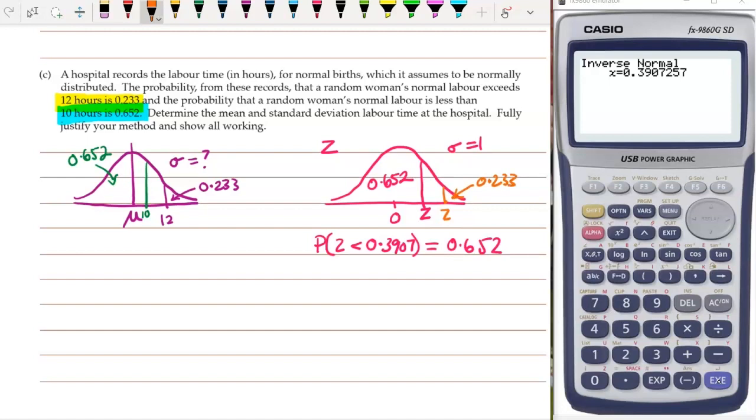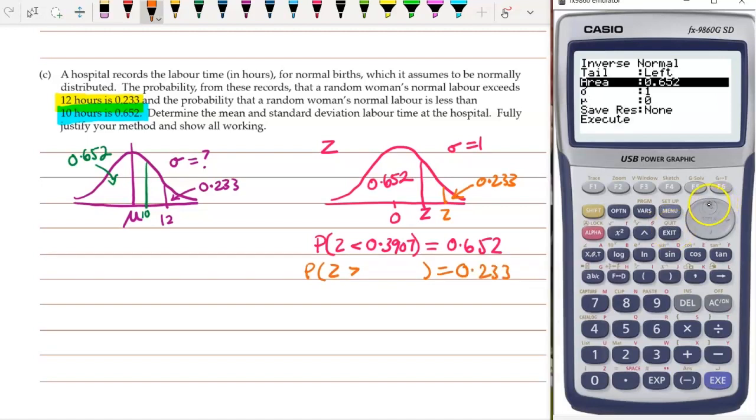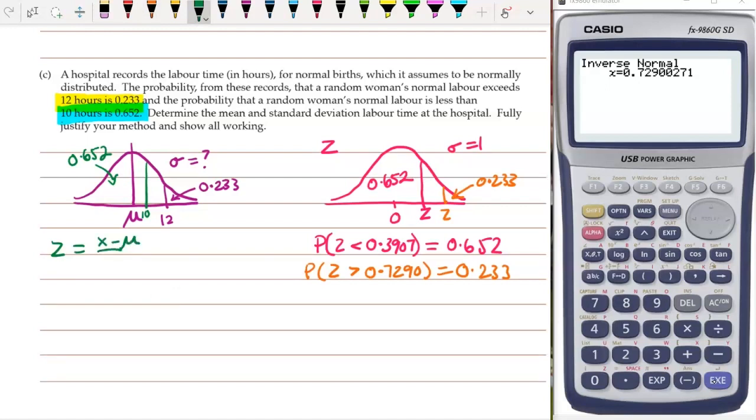Then the next one is to look at what number we will get for Z to make that tail proportion 0.233. So the probability that Z is greater than a number has to equal 0.233. So this time we're looking for the tail on the right with an area of 0.233, same sigma and mean, and that is 0.7290. Okay, now we use that Z is equal to x minus the mean over sigma, and we match those two things up. So for the first one, where we had the area equal to 0.652, that happens when Z is 0.3907 and X is 10. And then for the other one, that happens when Z is 0.7290 and X is 12.